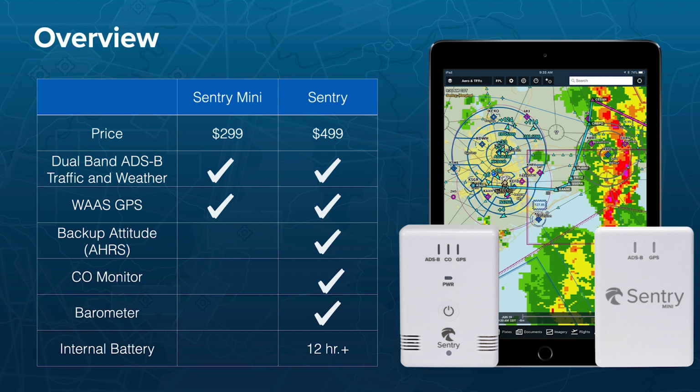The Sentry Mini does not have a battery. It's very small, light, and compact, and you can power it over USB-C from your aircraft ship power or from an external battery pack, an option that we see a lot of people use. But the Sentry has a more than 12-hour battery, so you can charge it and put it up in the back of the plane and pretty much forget about it. It will last for all day of flying. You don't really need to worry too much about that, but it does charge in flight as well.